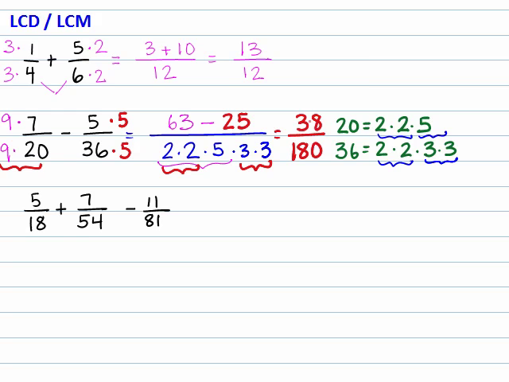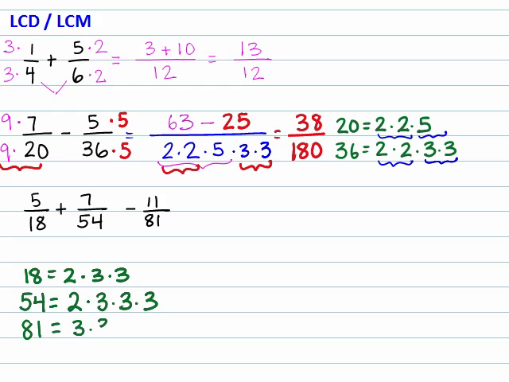I'm going to do the same process in the third case. Now I have 3 denominators. They are extremely difficult. I don't know what the least common denominator will be, but I will find out. So I'm going to factor 18. It is 2 times 9. And I'm going to factor 54. It is 2 times 27. 27 is 3 to the third. And I'm going to factor 81. It is 9 times 9. 3 times 3 times 3 times 3.